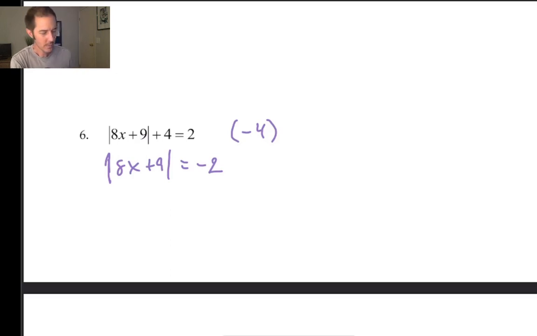Is it possible to take the absolute value of something and get a negative number? Please say no. No, you cannot. This problem, after doing the first step of the normal process and realizing that when you've got the absolute value isolated and that it's equal to a negative number, there's no way to make this a true statement. There isn't an x value that's going to satisfy this statement. So this answer is no solution.